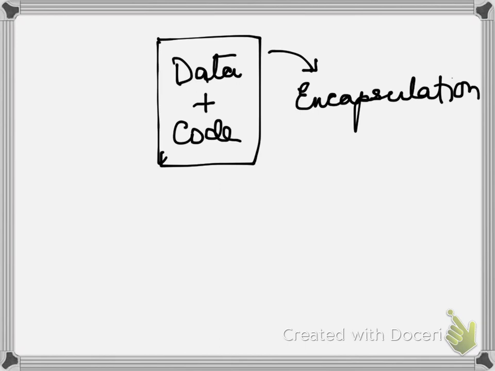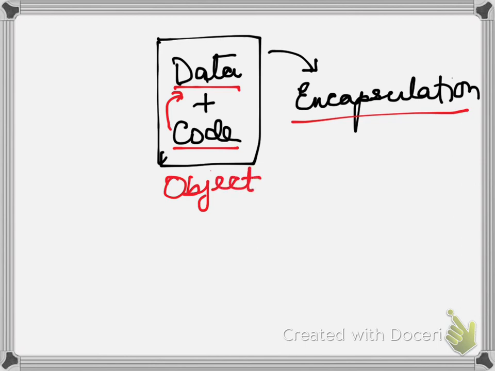This is encapsulation: data and the code that works on this data put together as a single unit or a single entity. That is nothing but your encapsulation. So this is your object. By putting the data and the code together as a single unit, we have implemented the concept of encapsulation in the form of your object.